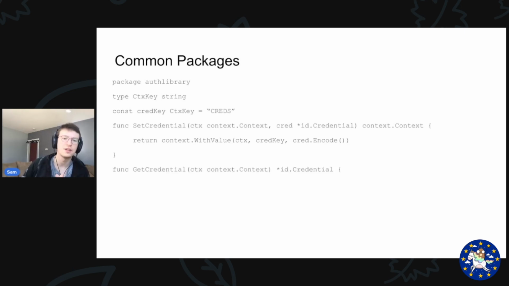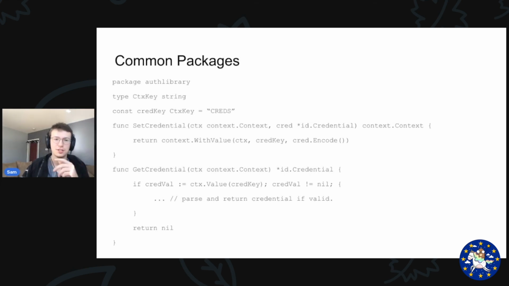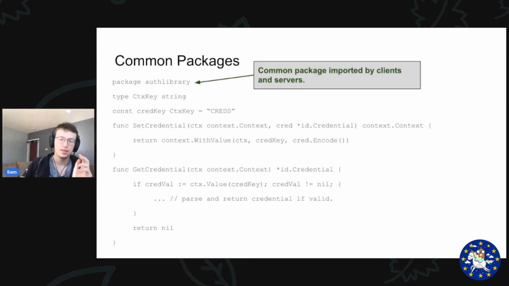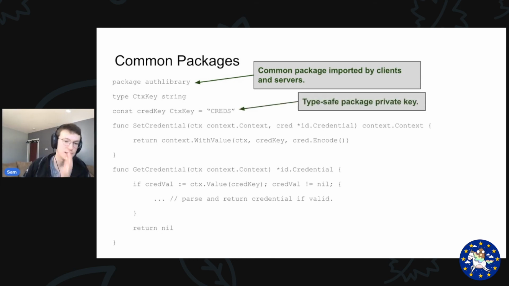object, and then a get credential where you pass it a context and it will return the credential if it exists. And we'll do some of the same parsing and credential validation that we saw on the last slide. Return that if valid, otherwise we would return nil. And the power of these common packages is this package can be imported by both clients and servers. The key is a type-safe, package-private key.